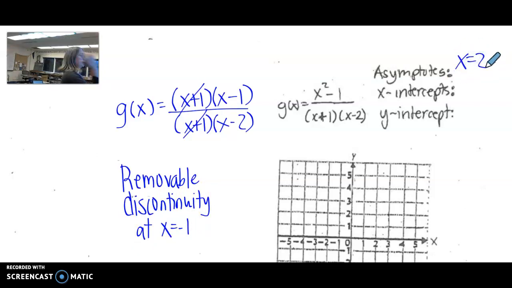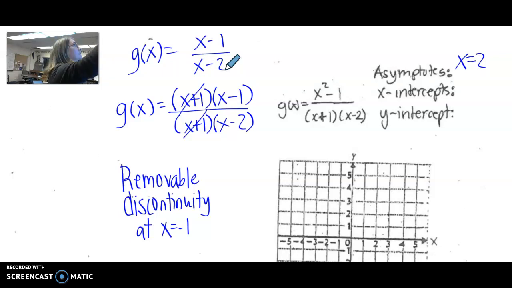Now we can use this simplified version to figure out our other asymptote. We have a degree in the top of 1, degree in the bottom of 1, so our lead coefficient is going to give us our horizontal asymptote, and it'll be y equals 1, because our quotient of lead coefficients is 1. All right, you guys go ahead, pause the video and find the x-intercepts and the y-intercepts, and then try to graph this, and then come back.